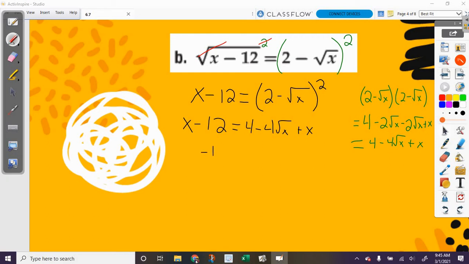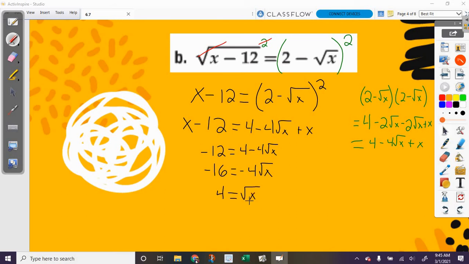And when we do that, x minus x is going to reduce to give me 0. And then we want to subtract that 4, so that's going to give me negative 16. And then we want to divide by negative 4, which is going to give us positive 4.